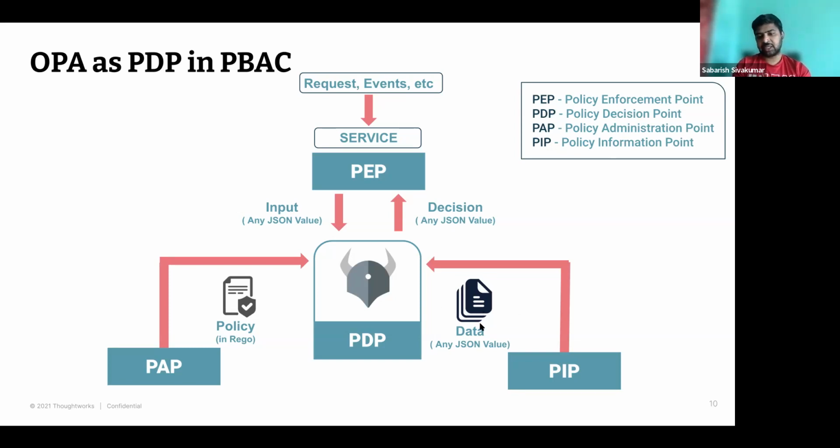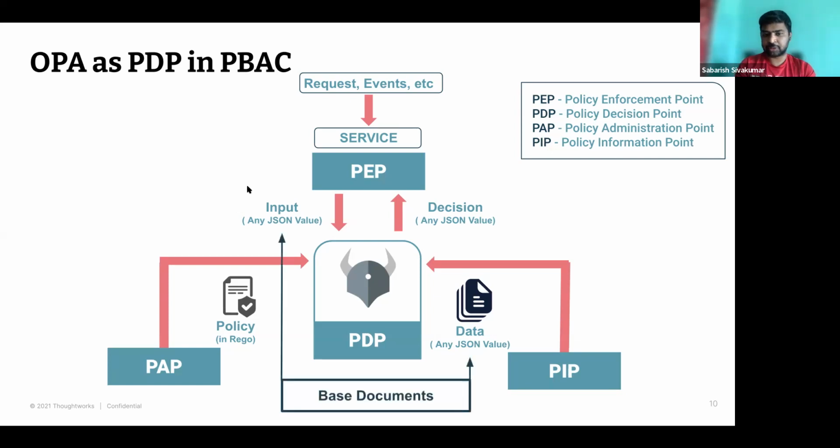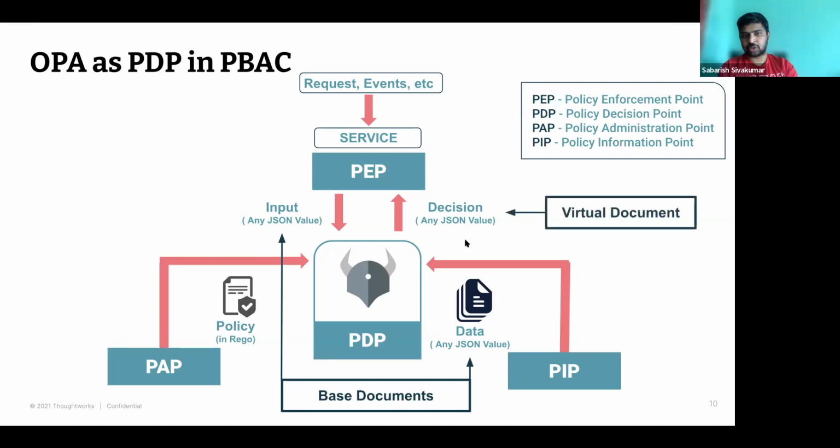So this data here from the PIP and the input from the PEP, these two are considered as inputs from the outside world to the PDP, right? These are called the base documents. These base documents, along with the policy evaluation, will result in the decision. And this decision is known as the virtual document in the OPA context.